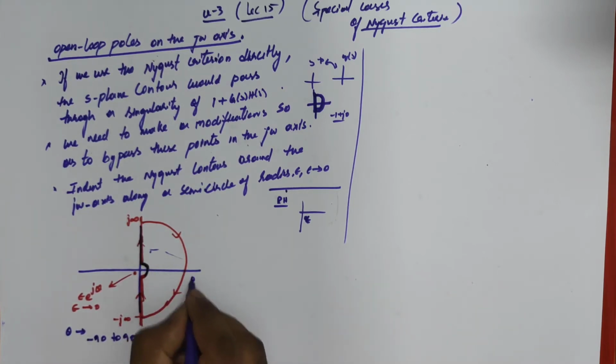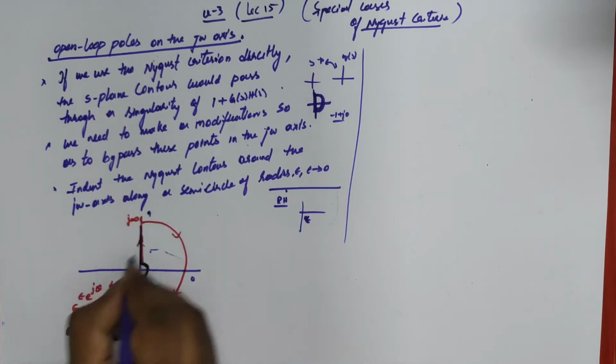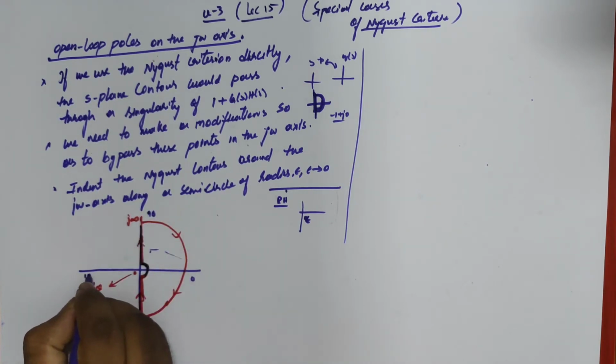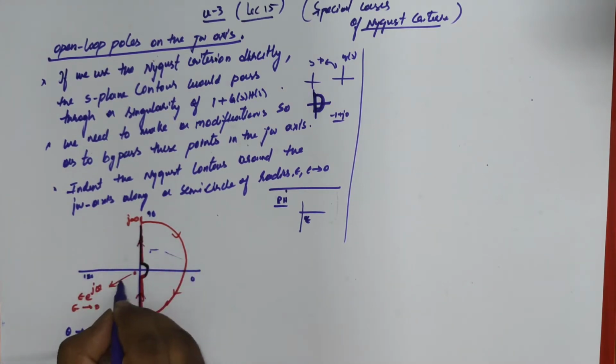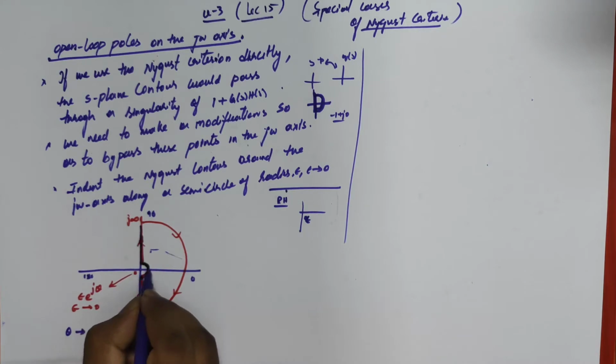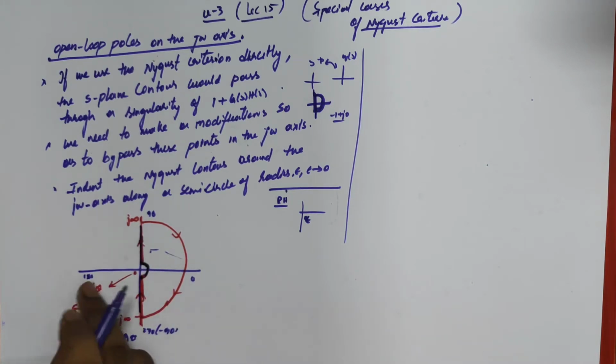So as you know, this is 0, this is 90, this is 270, 180, this is 270. Actually this is minus 90. From minus 90 to plus 90, this theta is varied. From minus 90 here, plus 90, and the semicircle is followed. Okay. So this is a new contour for you.